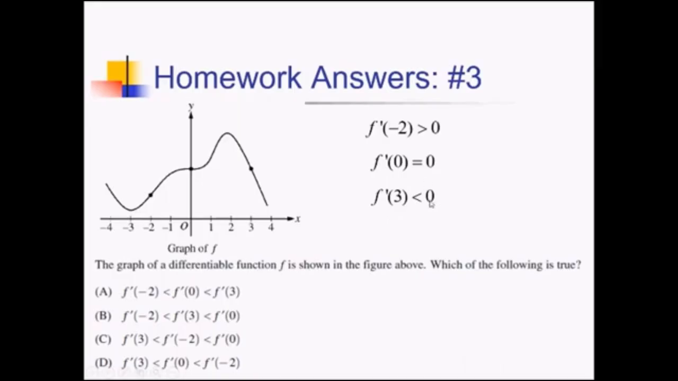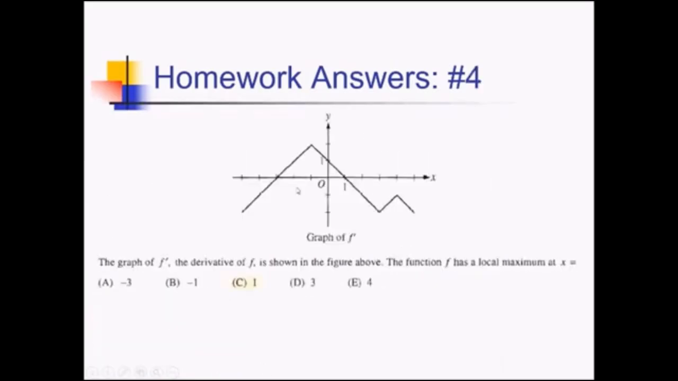If we're trying to put these in order, clearly we have to start with the one that's negative. It beats out the 0 and the positive one for first spot. So f prime of 3 is going first. That narrows it down to choices C and D already. After a negative number, we've got something that's 0, which comes before something positive. So f prime of 0 is next, and that is less than f prime of negative 2. So that's going to be answer choice D.